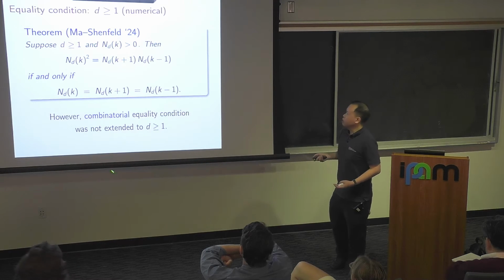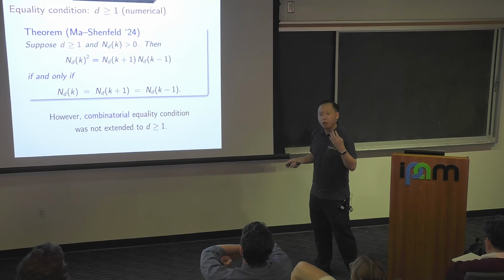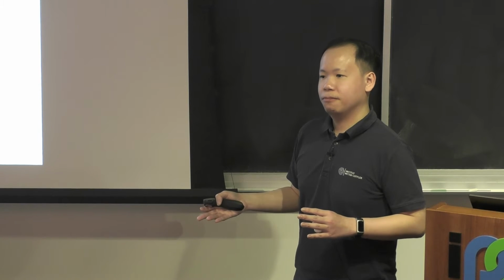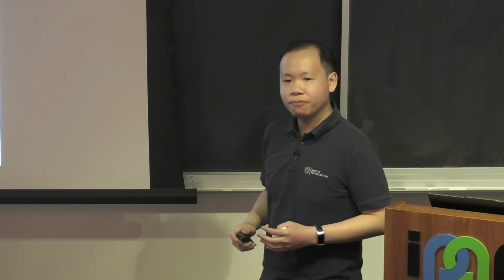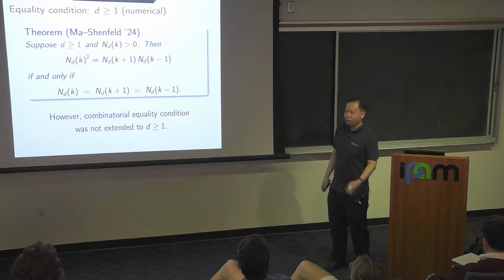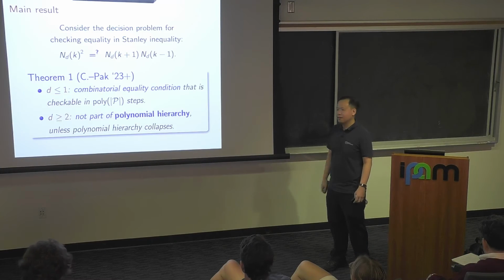But unfortunately, they did not manage to extend the combinatorial equality condition. That condition, at least in that paper, still cannot be extended to d greater than or equal to 1. And then it again becomes a very natural question: can we do this for higher dimensions, or maybe for all dimensions? And of course, everybody will hope that the answer is yes.